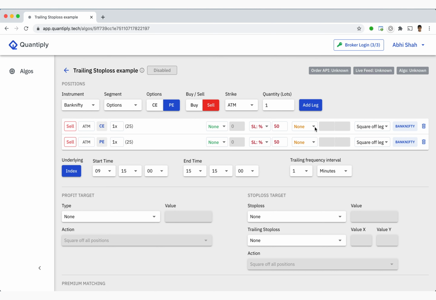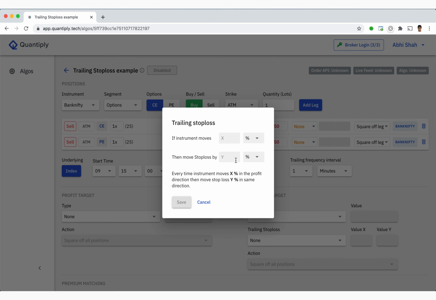This here is your trailing stop loss settings in yellow font. Let's click on it. Once you click on it, you will see this pop up where you can give your X and Y settings. Let's keep X as 5 and Y as 5. For individual legs, you can configure trailing stop loss either in percentage or in points. Let's keep it percentage. And as you can read, every time the instrument moves 5% in profit, then move the stop loss by 5% in the same direction. Click save.